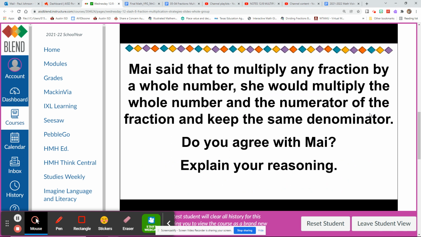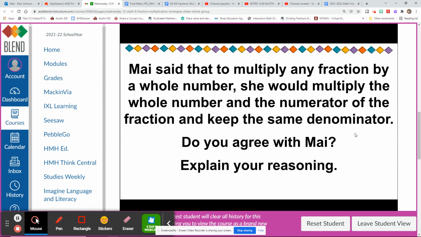One more word problem. May said that to multiply any fraction by a whole number, she would multiply the whole number and the numerator of the fraction and keep the same denominator. Do you agree with May? Explain your reasoning. All right. So I want you to think about if this would work.